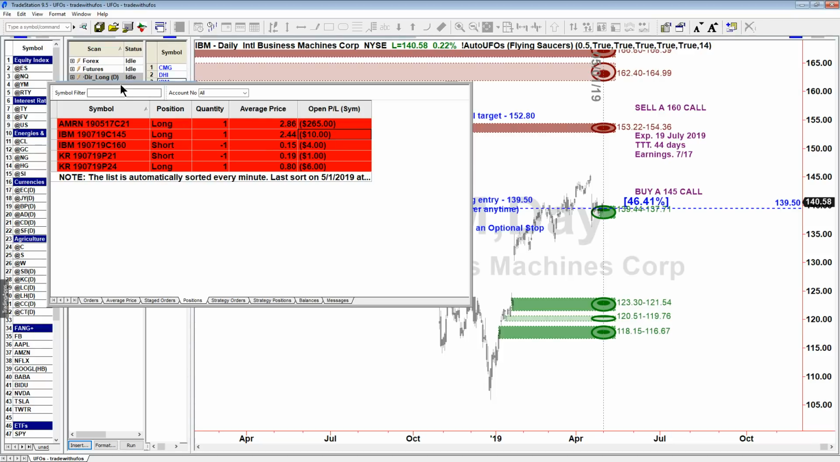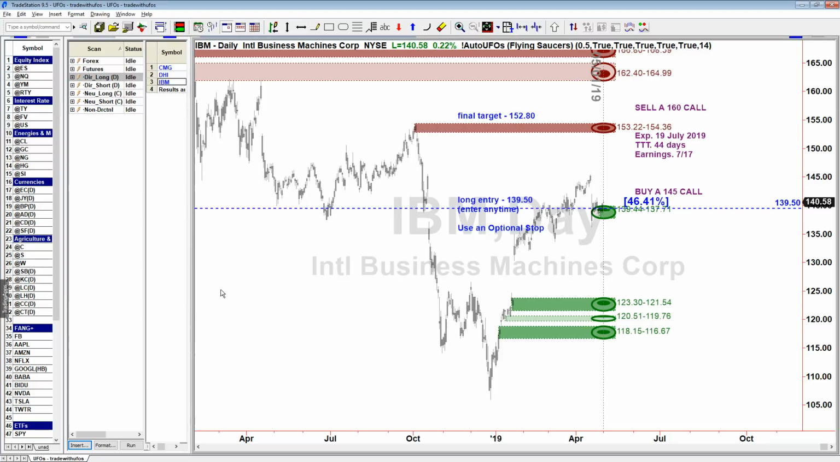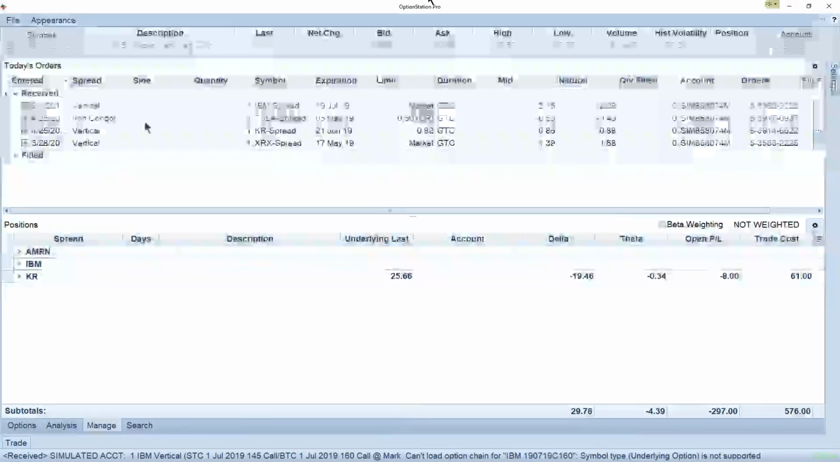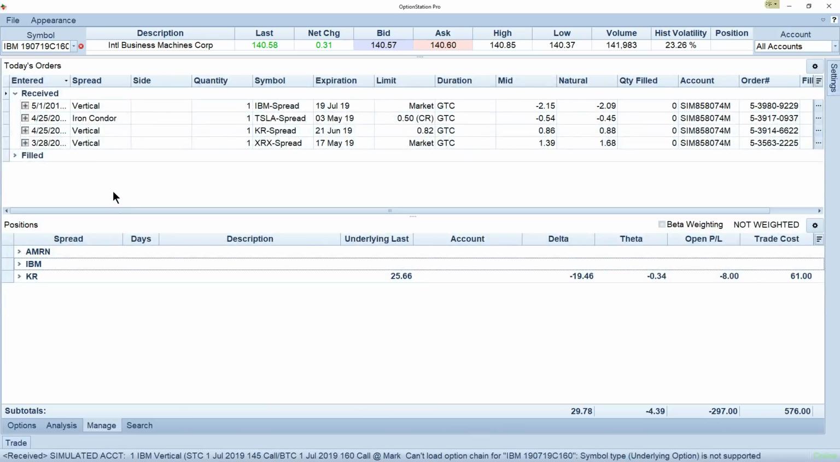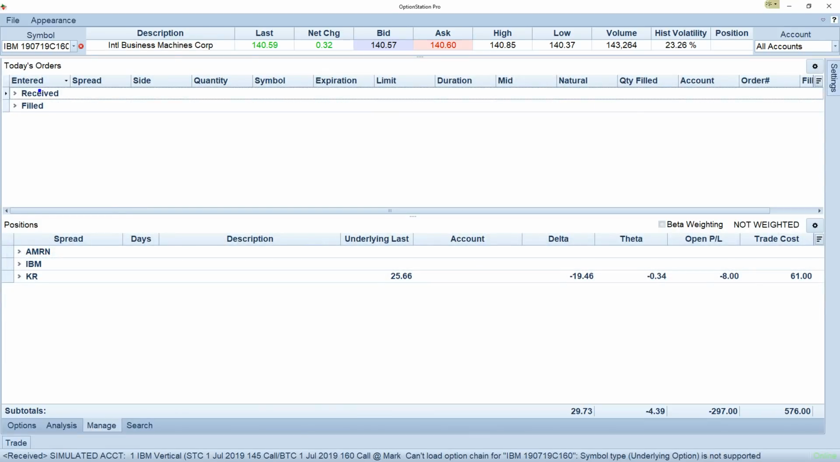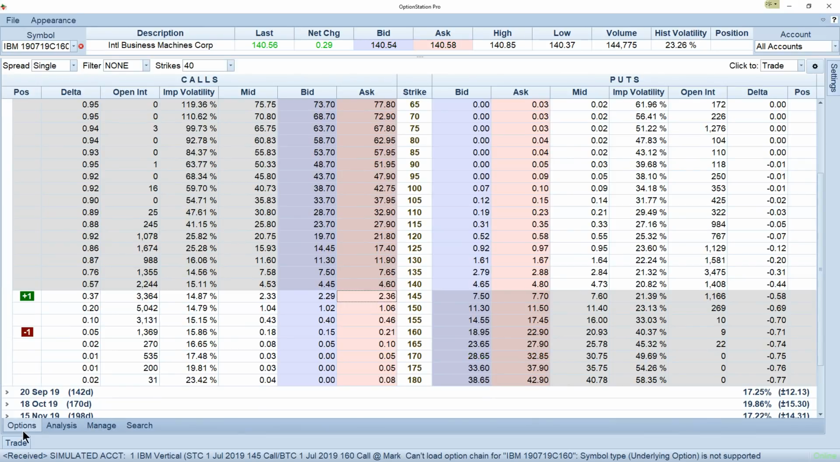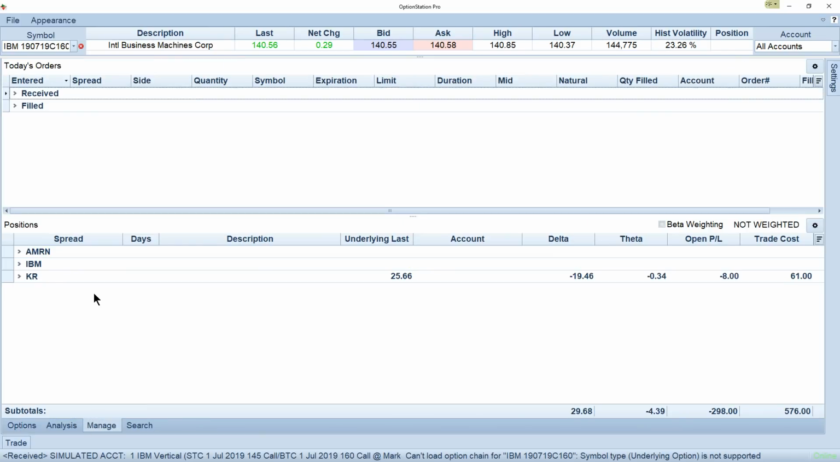Okay, so my favorite way to monitor my positions is, as I was saying before, using the options tool. The options tool as well has on the upper part an order section, and on the bottom part a position section. So the same two things I was showing you earlier, orders and positions, you can see within this tool, which is Option Station Pro, the tool that we use to do our options analysis, look at the options chain, etc. The only difference is that now I am clicking on the Manage tab. So if I click on the Manage tab, now I get access to orders and positions.